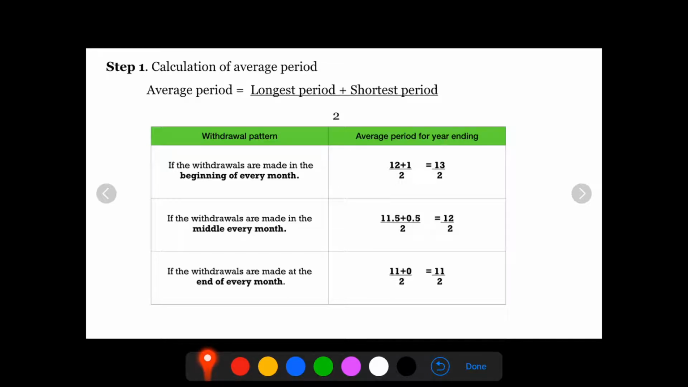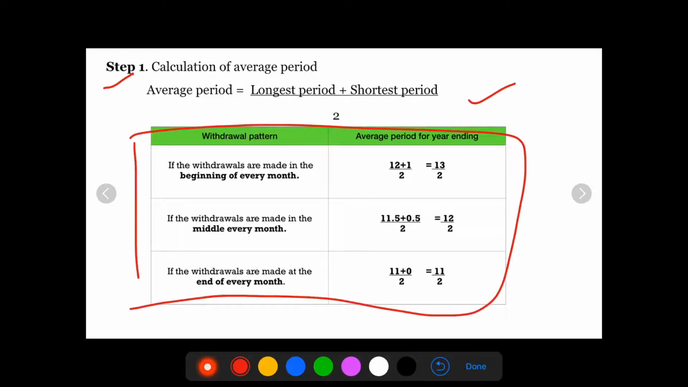Now, what you have to do is write this in your book. Step 1, calculation of average period. Average period is equal to, write the formula. Below that, do this particular chart, which will tell you how to calculate average period if it is in the beginning of every month, in the middle of the month, and at the end of every month. Do this chart while working out the problems. It will become very easy for you.